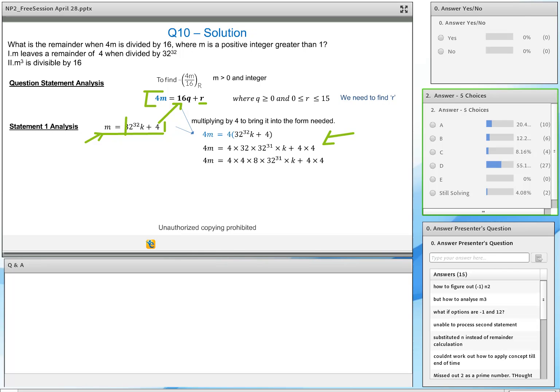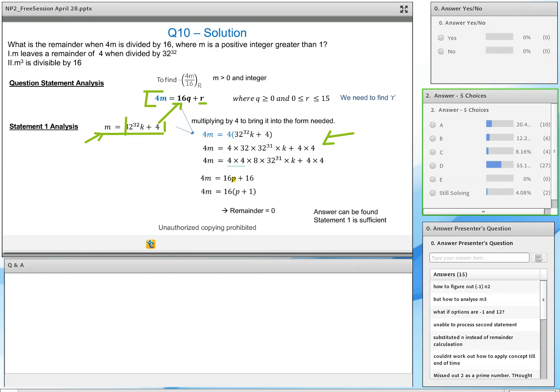So I carry on simplifying this, and what I get is 4m is equal to 16p plus 16, or 4m is equal to 16p plus 1. So I don't get any term that is not a multiple of 16, which means my remainder is actually 0. Okay, so I can find the answer based on statement 1.